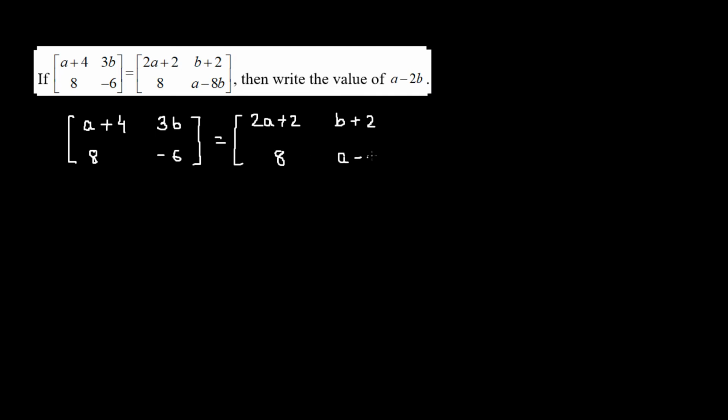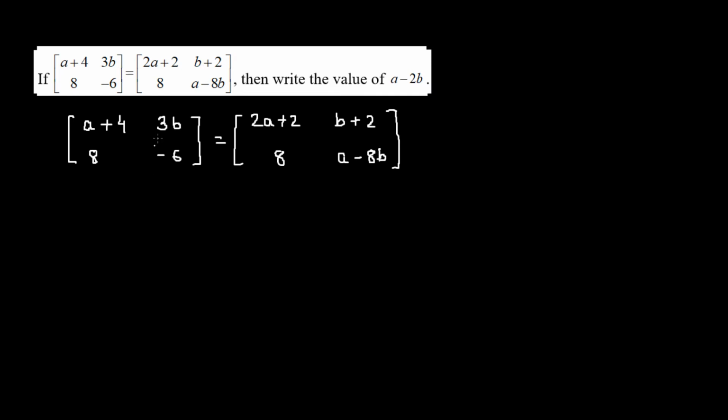So here again, we have two equal matrices. Using this information, we have to find out the value of A minus 2B. So let's write down the matrix. So we have A plus 4, 3B, 8, negative 6. This is equal to 2A plus 2, B plus 2, 8, A minus 8B.